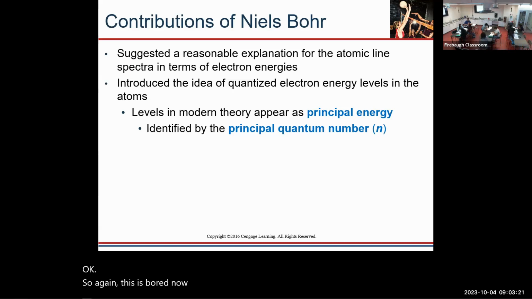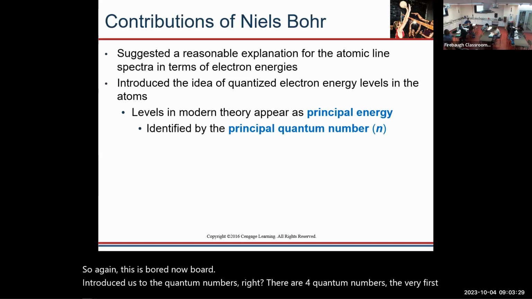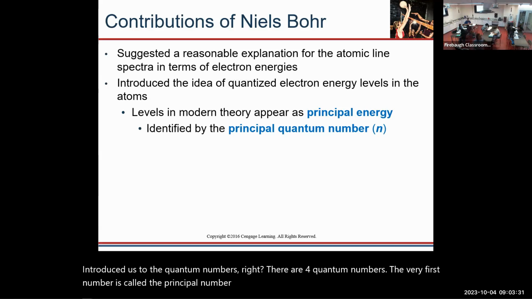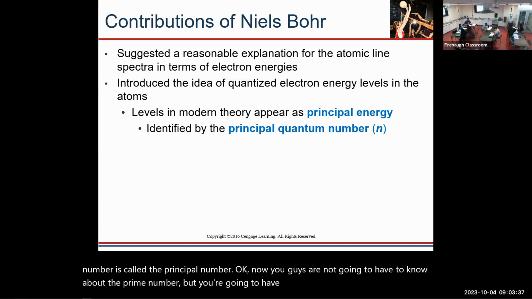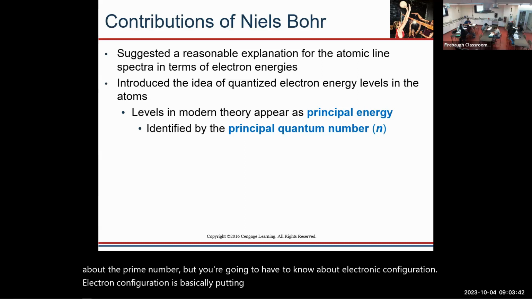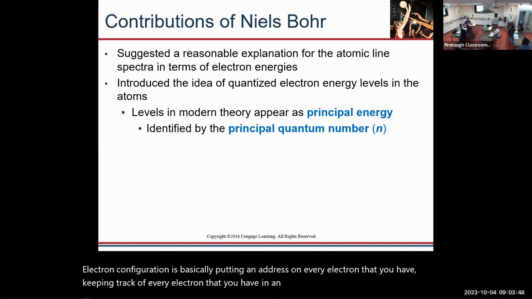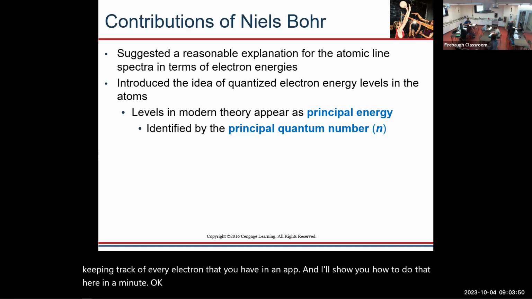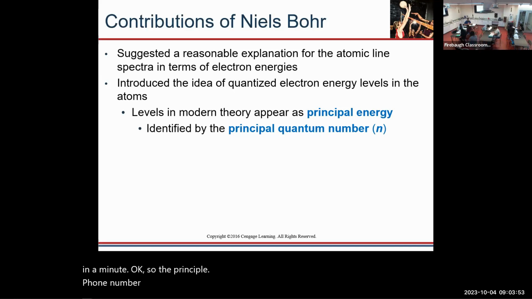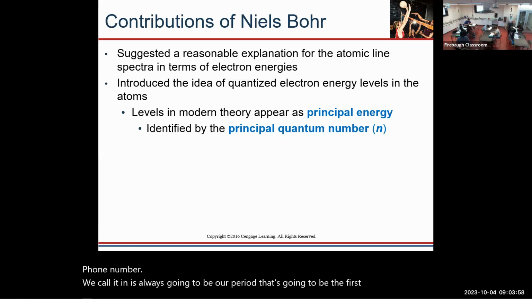Now Bohr introduced us to the quantum numbers, right? There are 4 quantum numbers. The very first number is called the principal number. Now, you guys are not going to have to know about the quantum numbers, but you're going to have to know about electron configuration. Electron configuration is basically putting an address on every electron that you have, keeping track of every electron in and out. And I'll show you how to do that in a minute. Okay? So the principal quantum number, we call it N, is always going to be our period. That's going to be the first thing that we start off with.